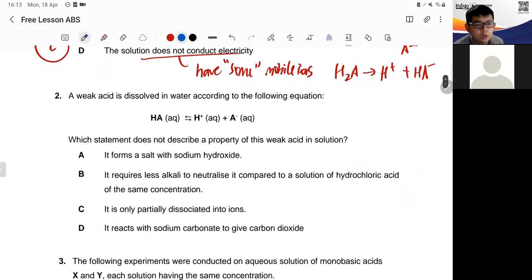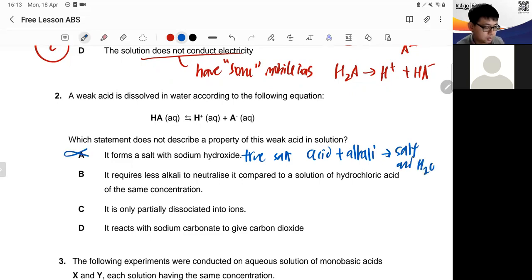Question 2, a weak acid is dissolved. Which statement does not describe a property of this weak acid in solution? Okay. Does it form a salt with NaOH? Sure, it does, because it's an acid-alkali reaction. So this is a true statement, because acid plus alkali gives salt and water. It's a true statement, which is not my answer.